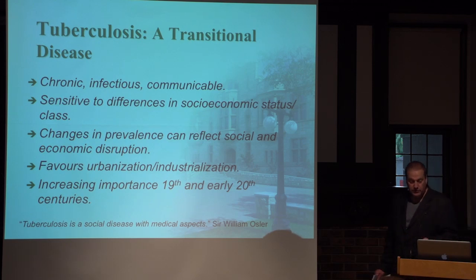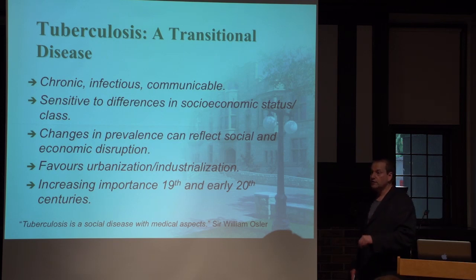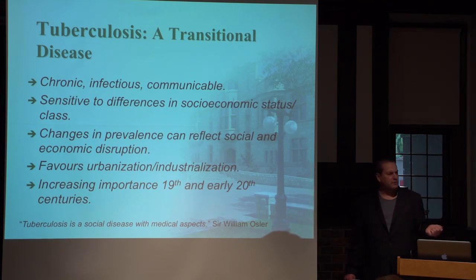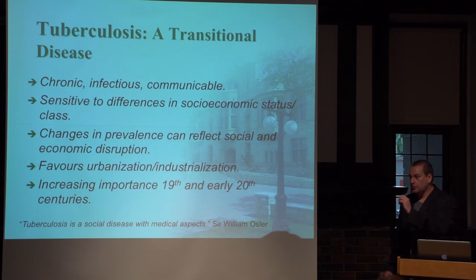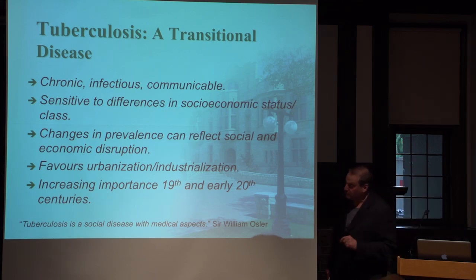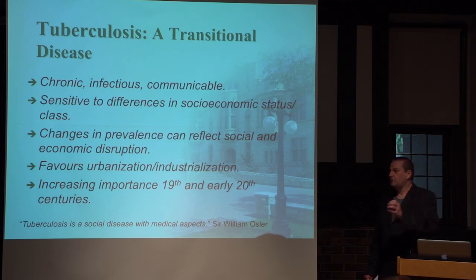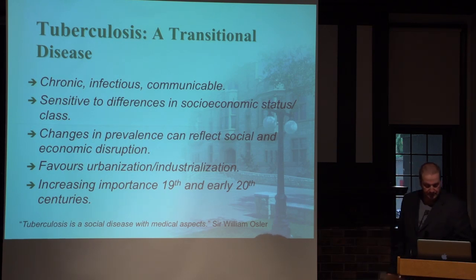And there's increasing importance during the 19th and early 20th century. So we start to see spikes in rates among non-natives, but especially among native people in the late 19th century in the West, and I believe here as well, and then on into the early 20th century. And I put in the quote from Osler, which is a wonderful quote. Tuberculosis is a social disease with medical aspects. In other words, you look first at the social causes, and then you consider later the medical aspects.